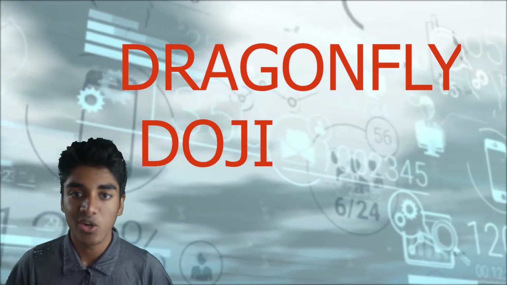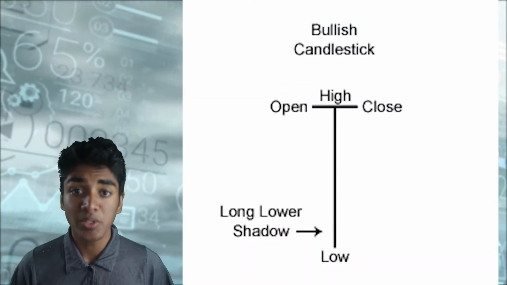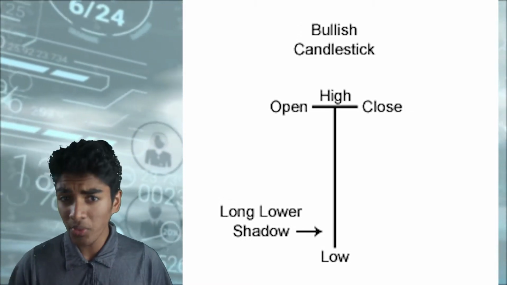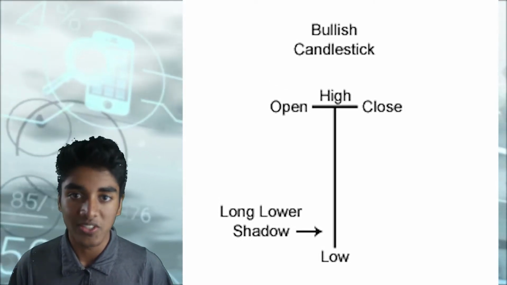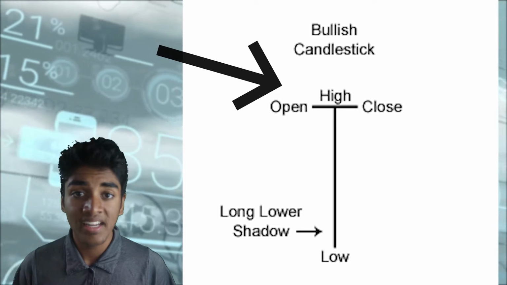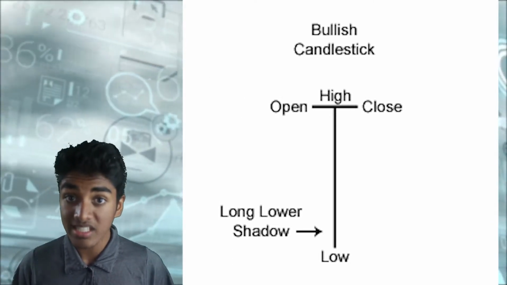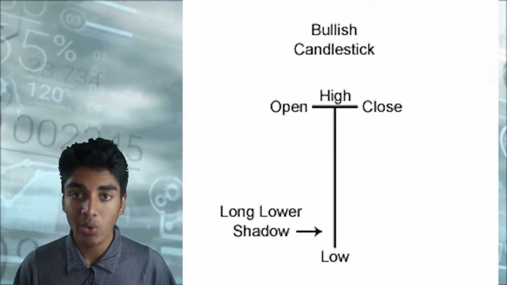Next is the dragonfly doji. The dragonfly doji is a typical bullish reversal pattern found at the bottom of downtrends. It is super easy to recognize and is pretty reliable. This pattern is created when the open, high, and close prices are about the same. The most important sign of this trend is the long lower shadow.